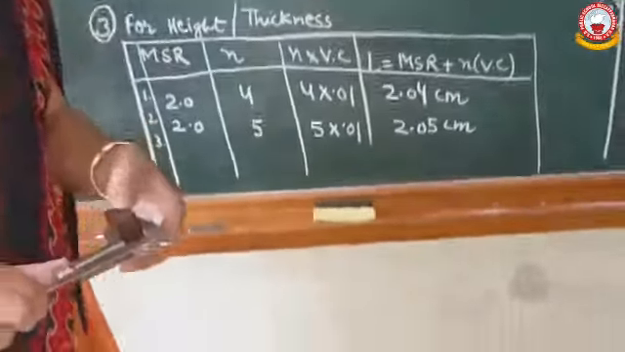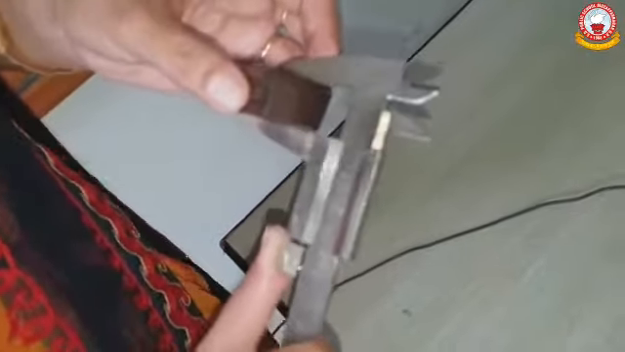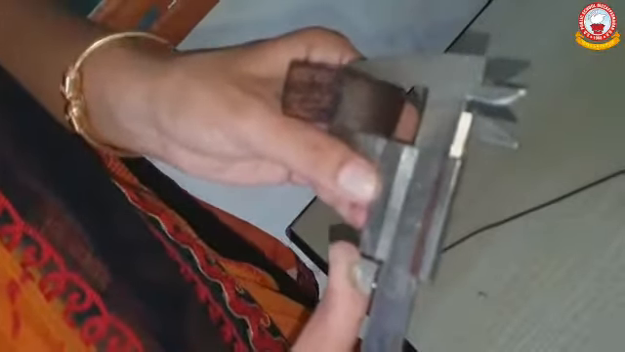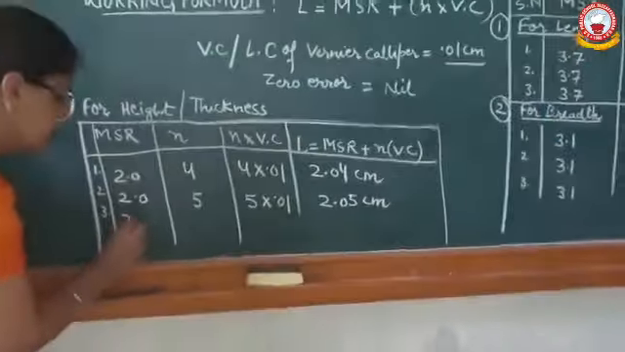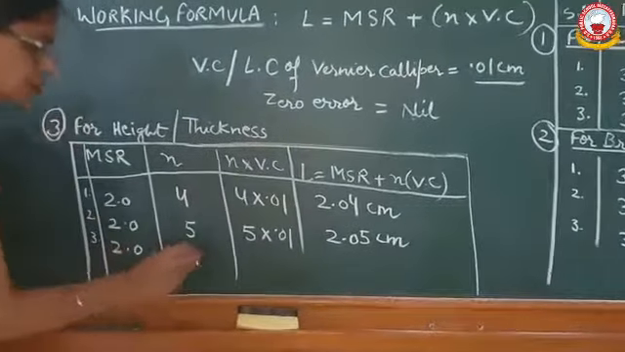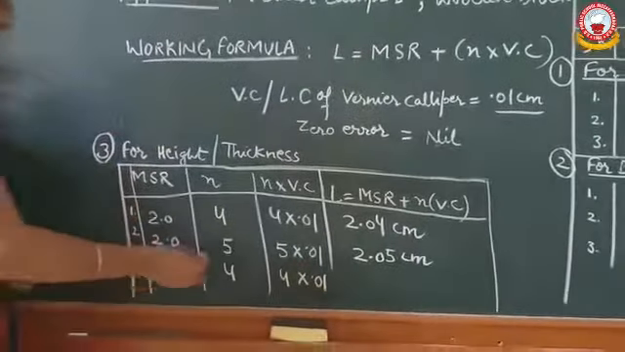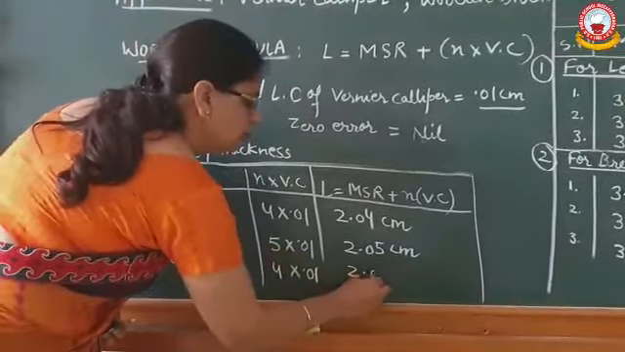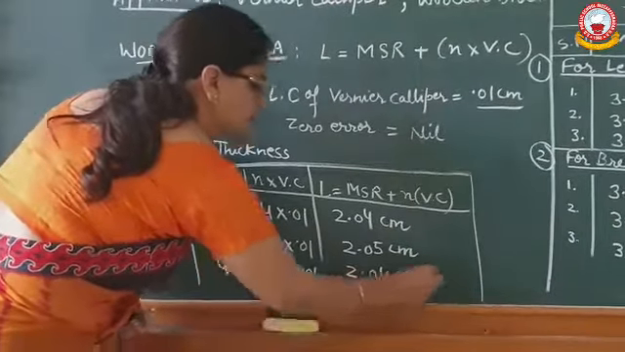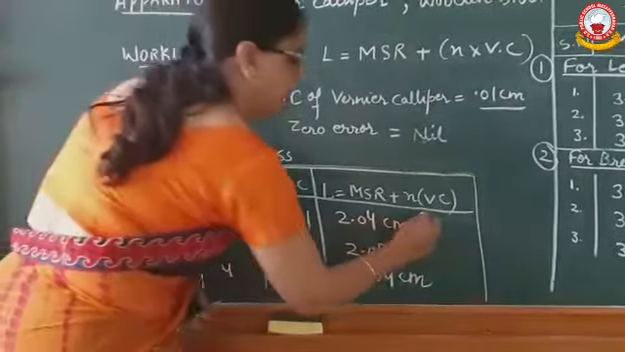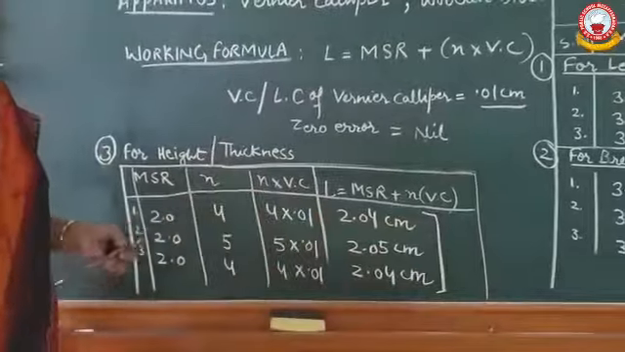Now take one more observation by turning it. Again the main scale reading is 2, and this time the number of divisions coinciding is 4. You can see again we are getting the same observation, which means we are getting an accurate measurement. So by putting the values in the working formula, we obtain the thickness. Now what is your work? To find the mean of the 3 observations.